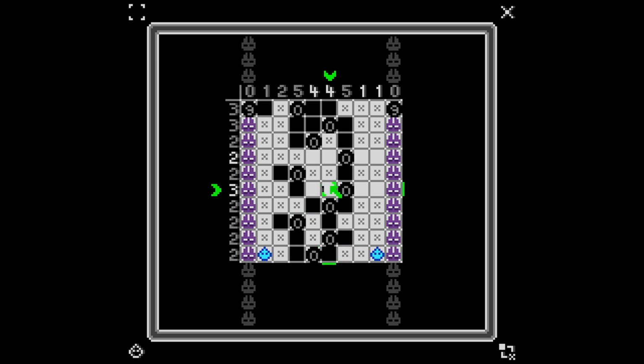That means this cannot be a wall. So this has to be a wall. And now we see this is connected to the left side, so it can't connect here. So this has to be a wall. This must be empty. That means this has to be a wall and this empty. And that means we need to have a wall here. There's one space left on the field, and that is empty.